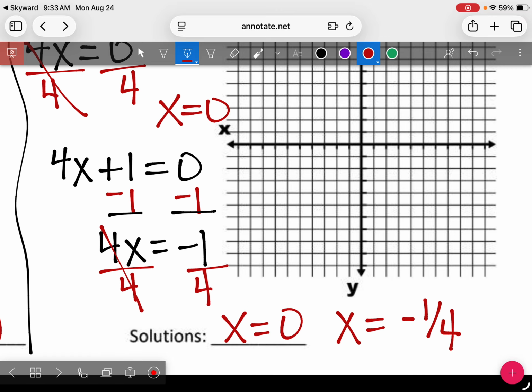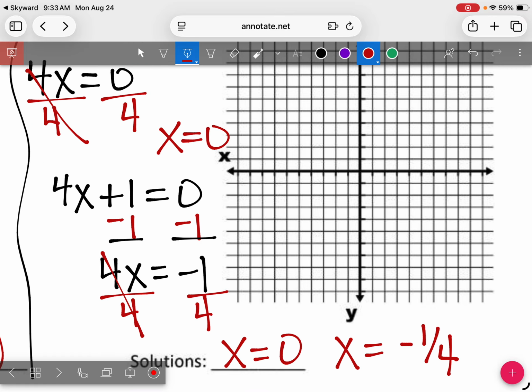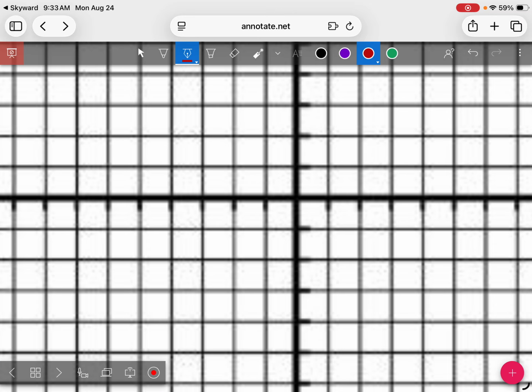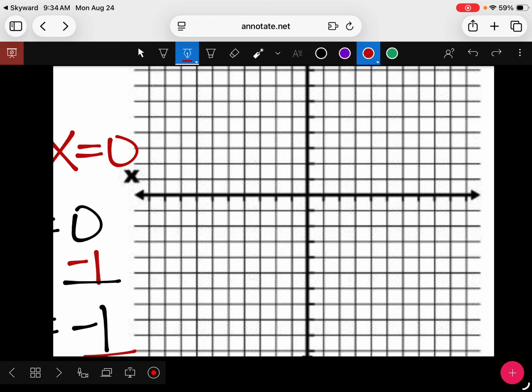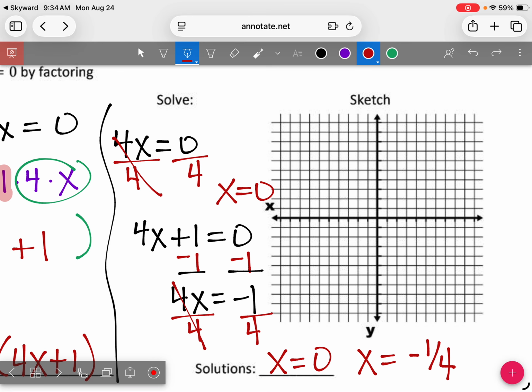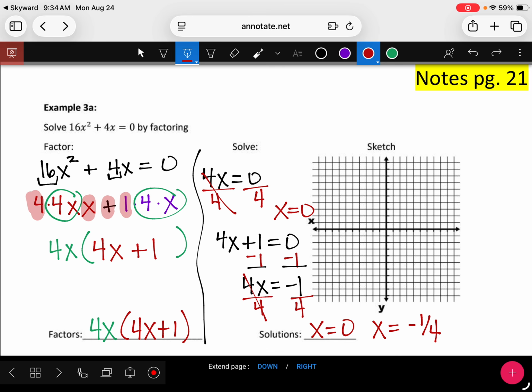The reason why I said don't graph it is because the points are literally right there, like they're in between. It would be a really small, skinny graph. So yeah, we're not going to worry about it. The x-intercepts are way too close to try to graph it. So that would be your final answer.